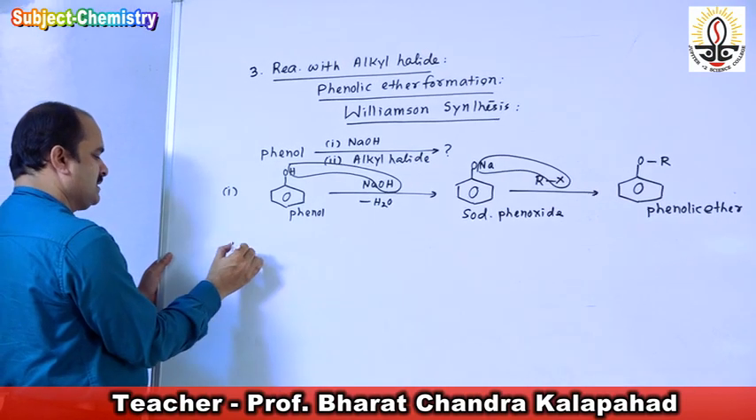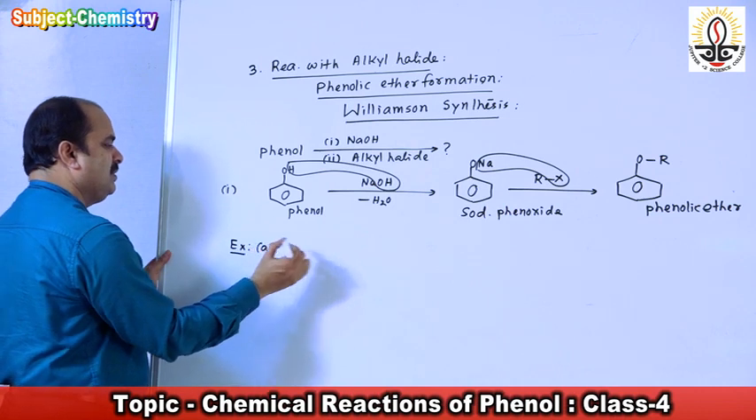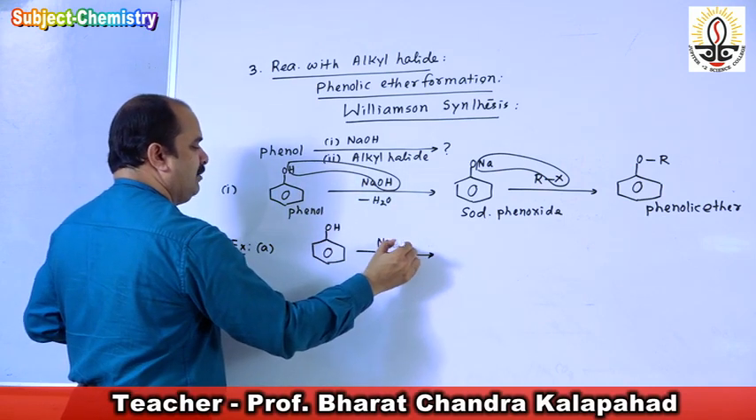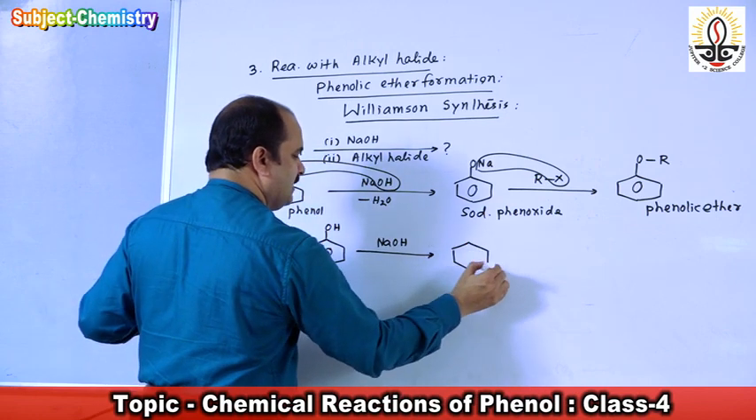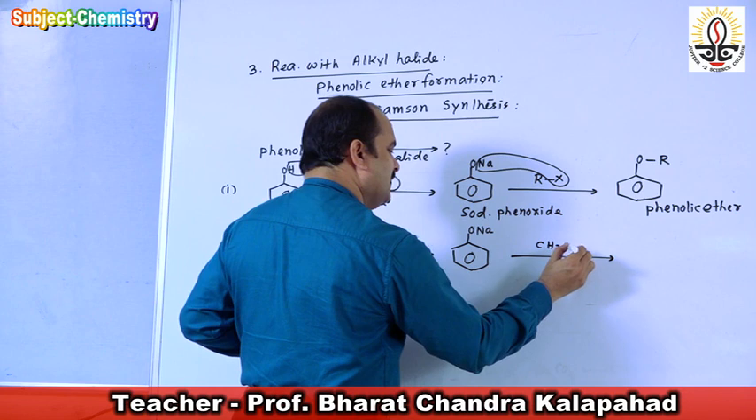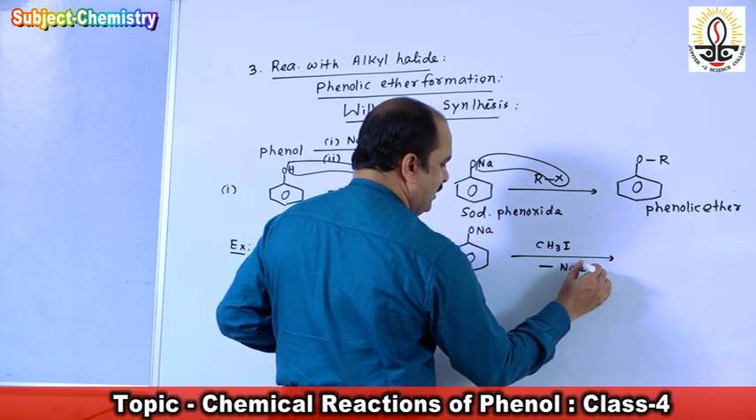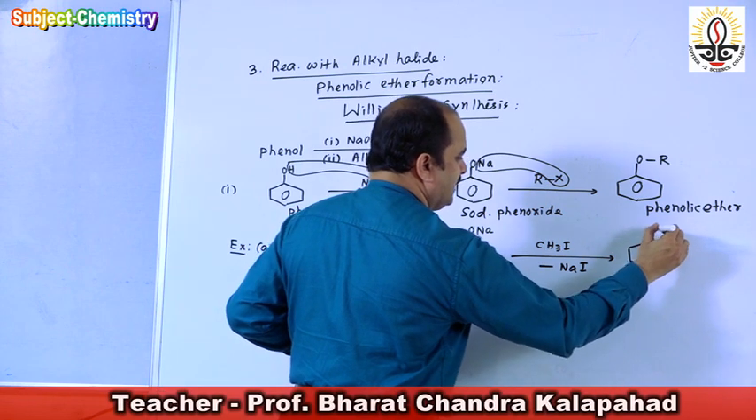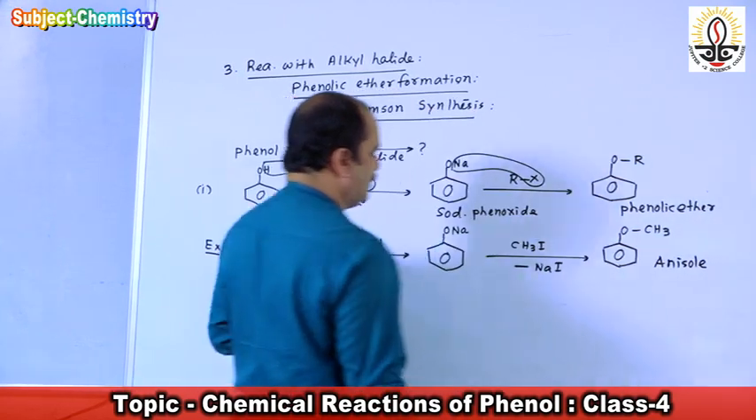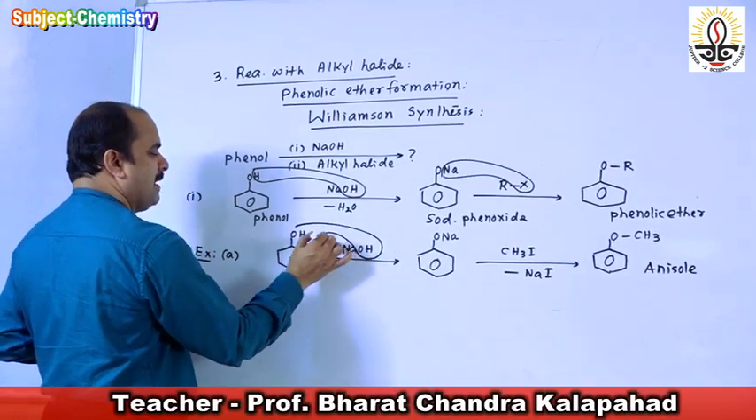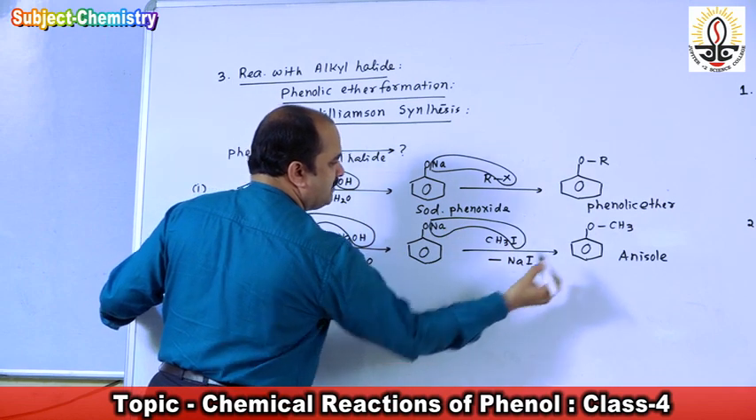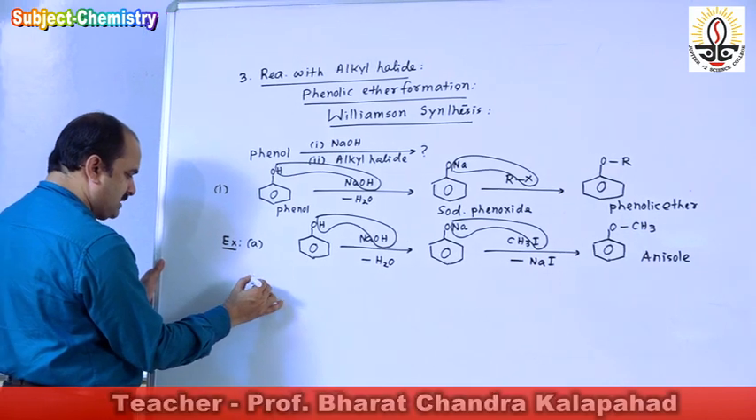Now we will discuss the examples. The first example: phenol reacts with NaOH. It gives sodium phenoxide. When this sodium phenoxide reacts with methyl iodide, CH3I, the byproduct is sodium iodide. It gives methyl phenyl ether, OCH3, or anisole. Here also H combines with OH to give H2O as byproduct. Here also Na and iodine combine to give NaI as the byproduct. This is anisole.